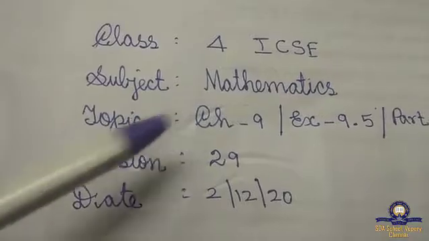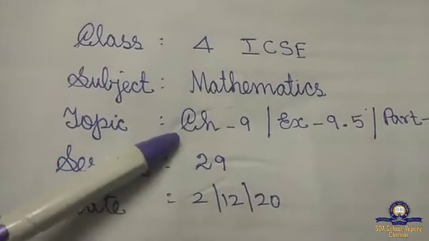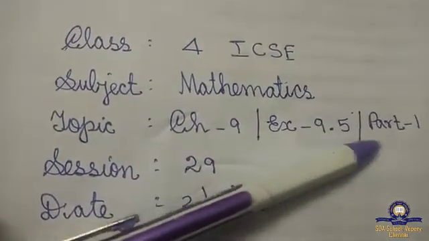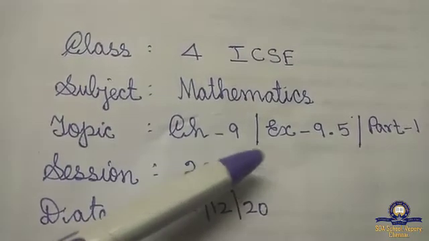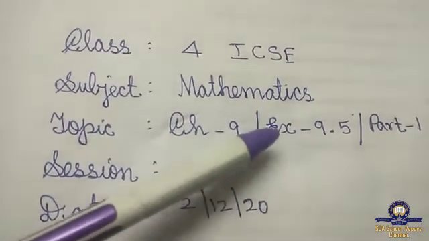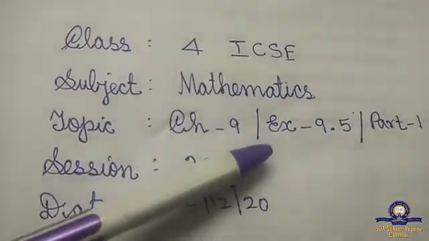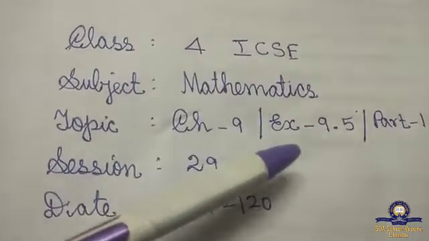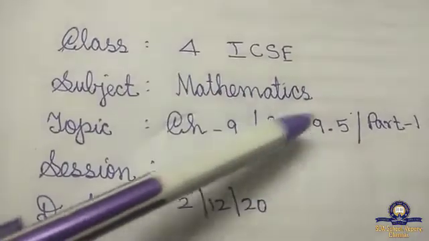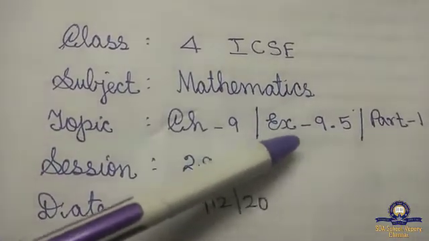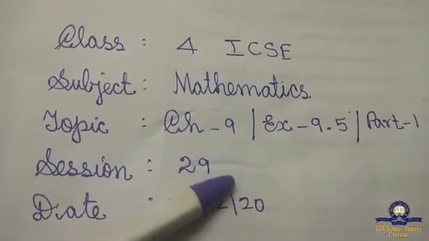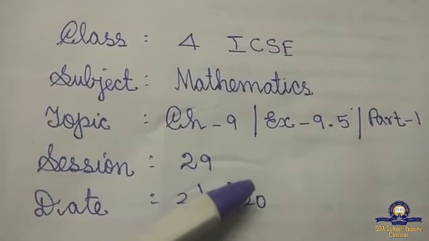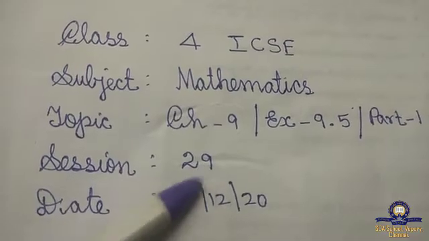Children, today we are going to see mathematics chapter 9, exercise 9.5, part 1. In the last class we learnt exercises 9.2, 9.3 and 9.4 word sums, isn't it children? I hope all of you have completed till 9.4, and till 9.5 it's for the second term examination. So all should have been completed. No incomplete notes should be there. And this is session 29.